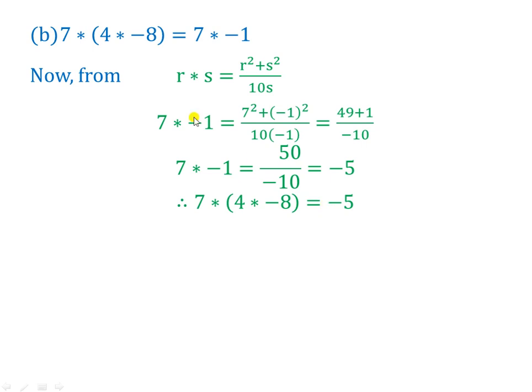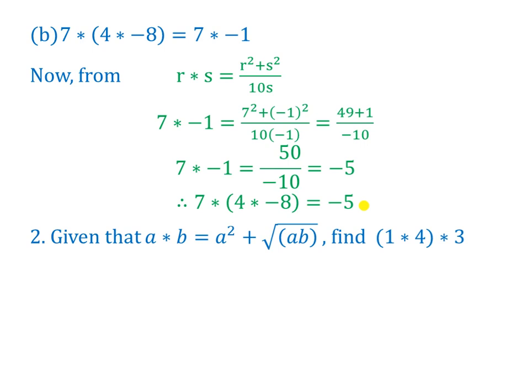Why are we saying so? Because we already knew at the beginning here that 7 * 4 * -8 is as good as 7 * -1. So after getting the value of 7 * -1 as -5, it will be the same value of 7 * 4 * -8. So that comes to our answer. Let's go to question 2 and look at what happens.